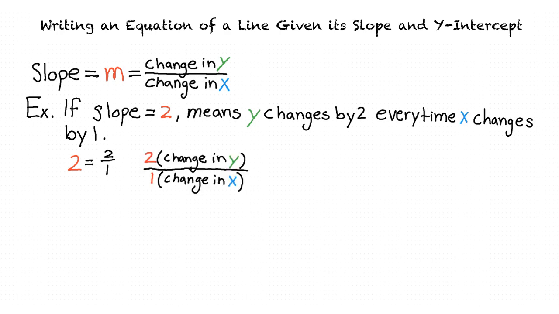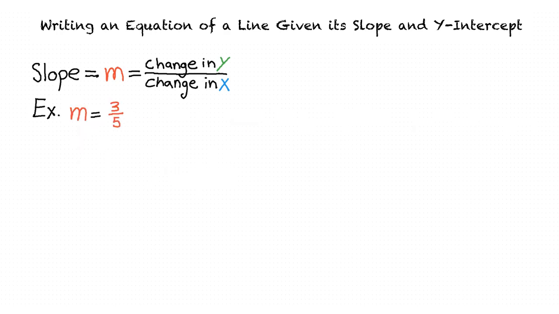We can use the same method to evaluate slopes in fractional form. Let's take, for example, a slope of 3 over 5. This slope represents an increase of 3 units in the y direction every time the x value increases by 5.